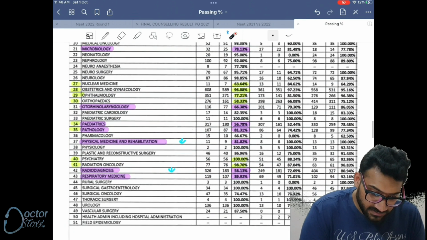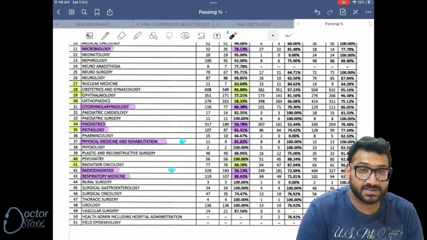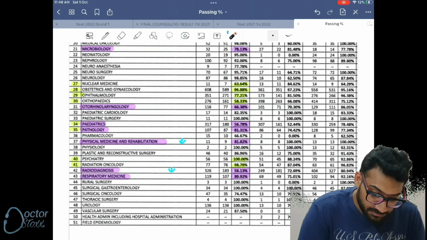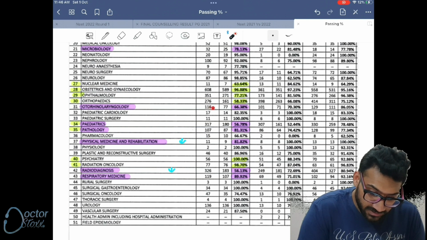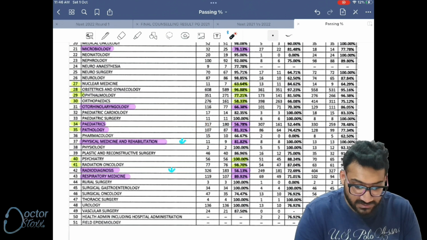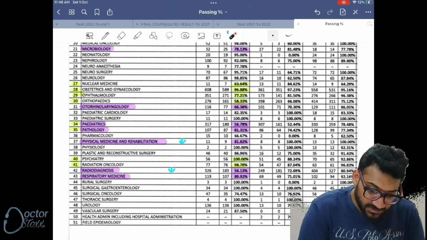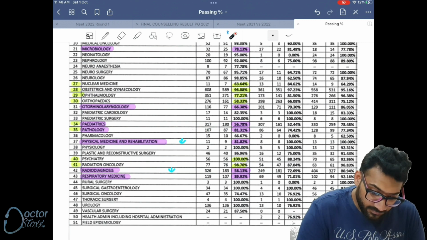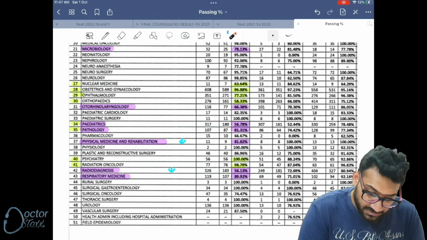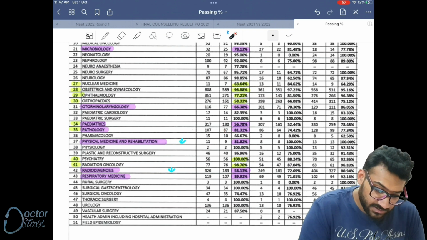And in ENT, passing percentage in theory was very less, that is around 33%. And in practicals, it is almost double, that is 66%. Same goes with pediatrics and pathology. In pediatrics, I have already told you that passing percentage was around 34%. And in pathology, again, it was very less. It was around 36%. And you can see in practical passing percentage is 81%.